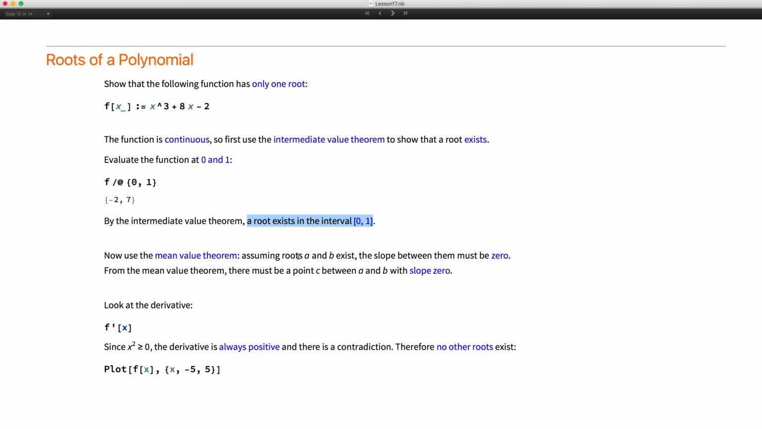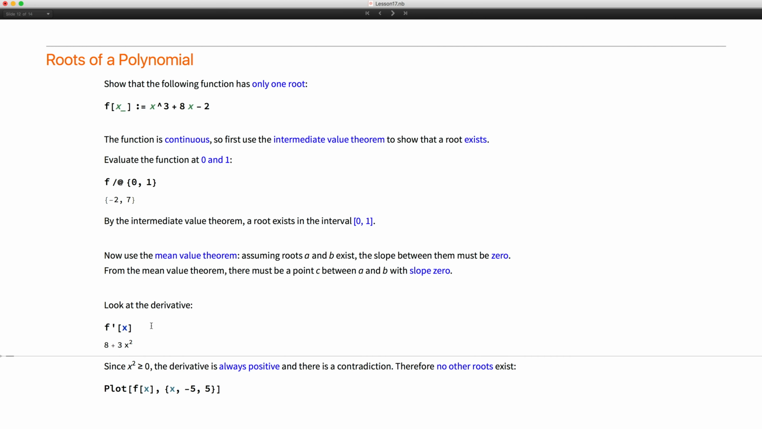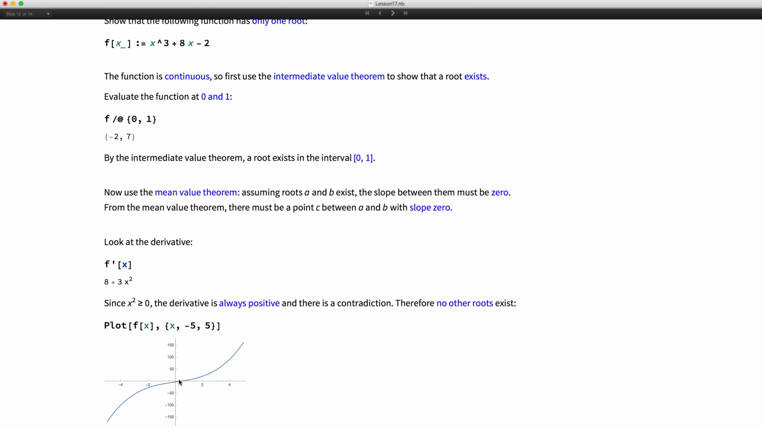Now, let's suppose there are two roots, a and b. Then the mean value theorem would say that you have a slope of 0 between them, and hence you have a point c for which the slope is 0 as well. But if you look at the derivative, it's 3x squared plus 8, which can never be 0. So it's clear that you only have one root. But let's plot the function and make sure. You see over here that the function becomes 0 somewhere to the right of 0, but then never again.